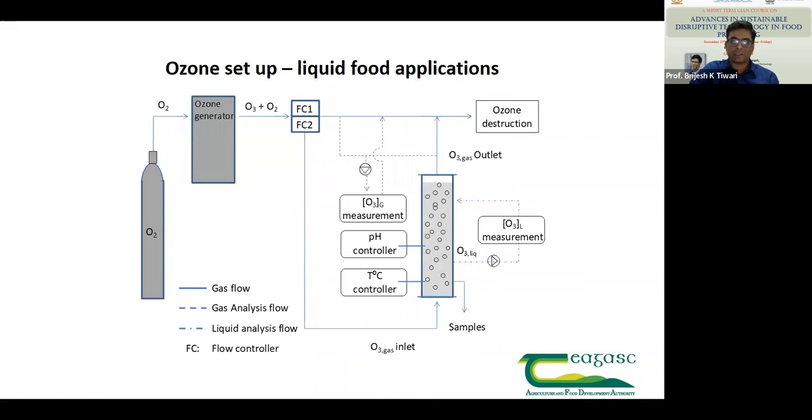Now this is the setup I showed you earlier, the bubble column reactor, and this looks like a much fancier and neater diagram to show how the experimental setup was made to measure the pH, temperature, and ozone measurements, and excess ozone goes to an ozone destructor. This was the experimental setup for liquid food application, whether it's water, fruit juices, or any other liquid food.